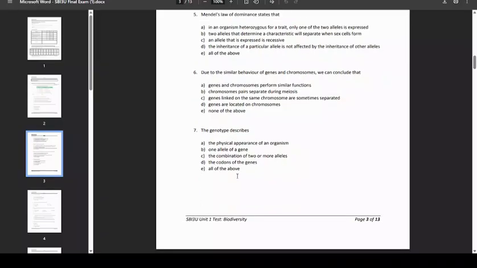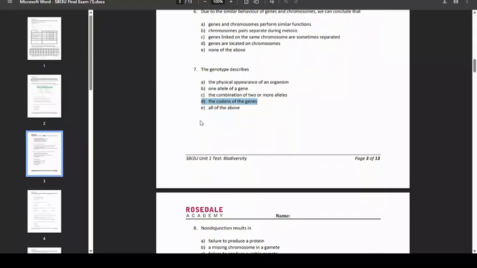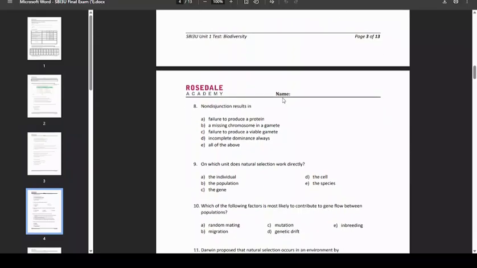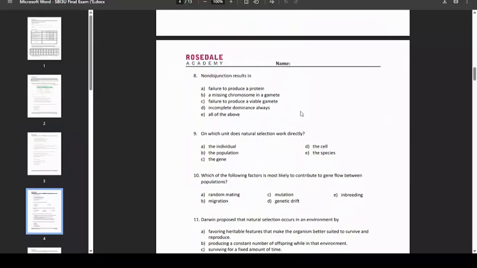The genotype describes what? So out of the four answers we look at, we could see genotype describes the combination of two or more alleles, because it definitely doesn't describe the physical appearance of an organism. That's phenotype. One allele of a gene, not true. So it's only the combination of two. Codons of the gene, this is grade 12 DNA, by the way. So E, once we have found that one of them is true, E is automatically discarded. Non-disjunction results in failure to produce a protein. Not true. A missing chromosome in a gamete. That's correct. So B is our answer.